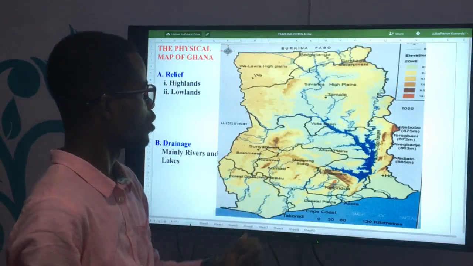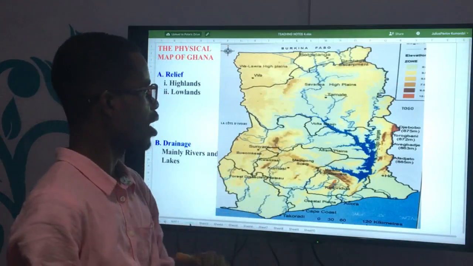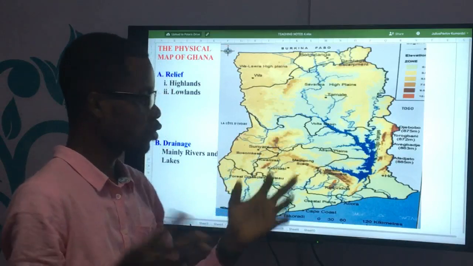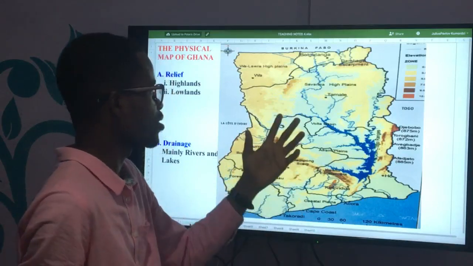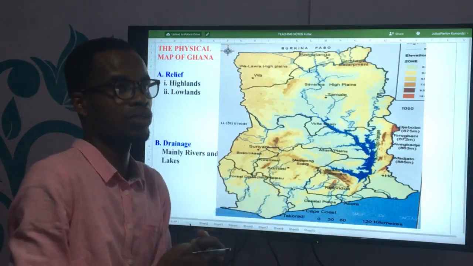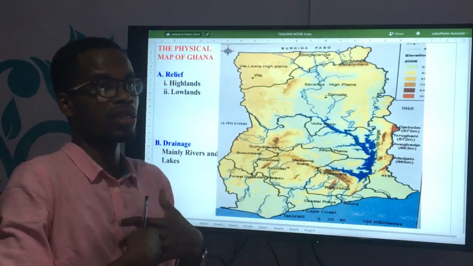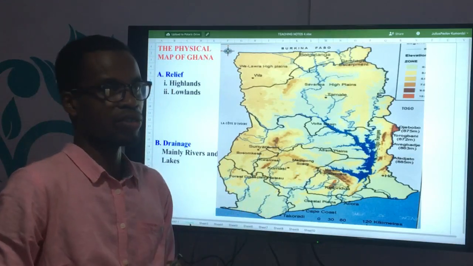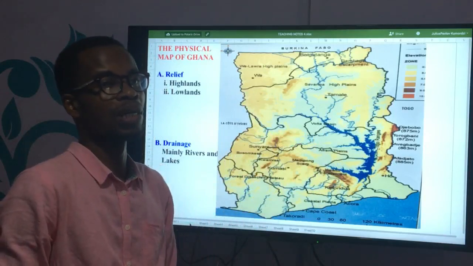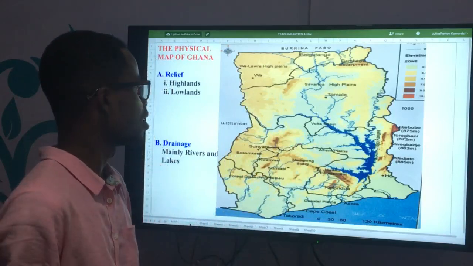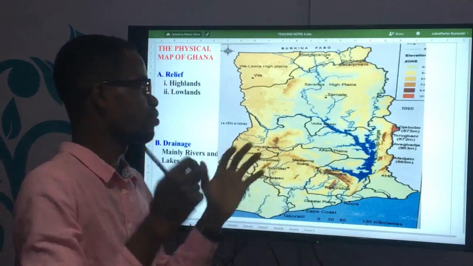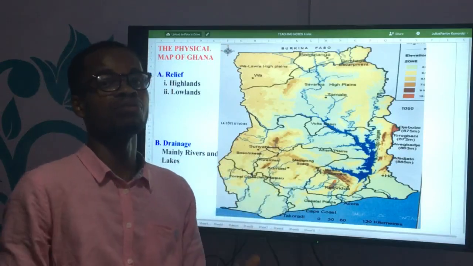Okay, so we've spoken about White Volta and the Black Volta. People also ask questions about the Red Volta. Yes, but it doesn't flow as much as the Black and the White Volta. During the dry season, it gets dried up at a point. So Black and White have become more popular than the Red Volta. It is not that their colors are black or white. They have just used them to differentiate between the two.